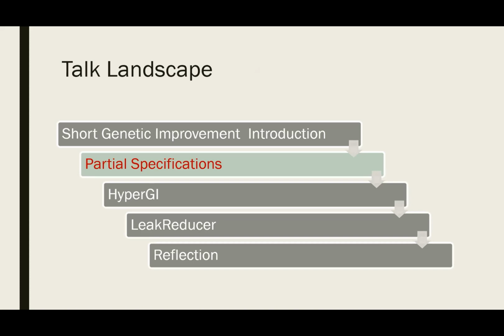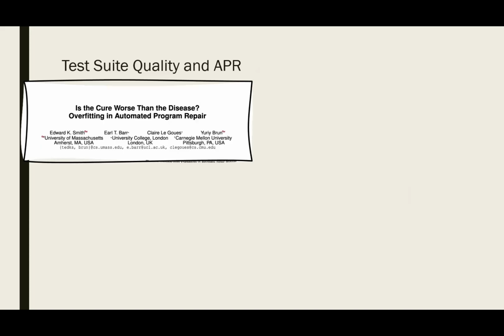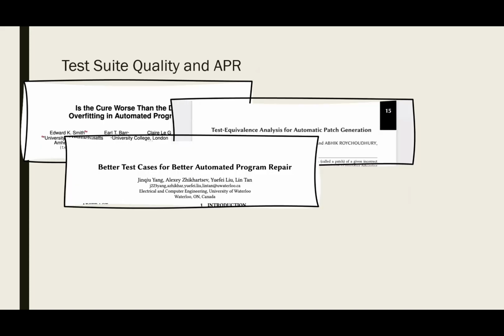So I'm going to start with a very simple example that I call partial specifications. And then I'll talk about two projects that look at a security property that we were trying to use for genetic improvement. And then I'm just going to reflect on all of this and leave you with some food for thought. And hopefully you can answer some of my questions, because I'm looking to the experts in this room to help me.